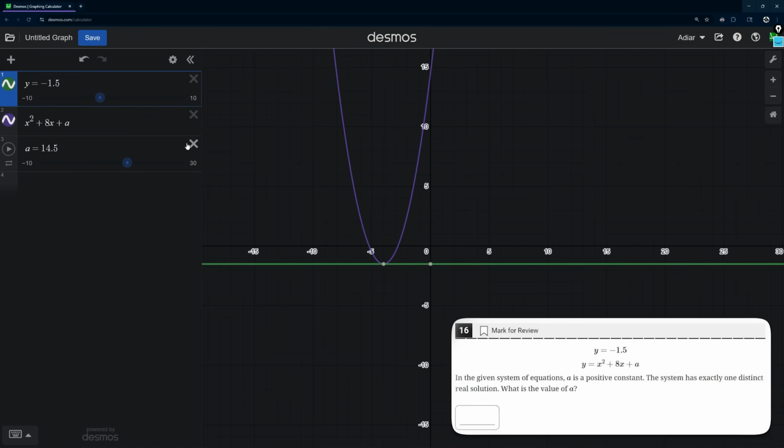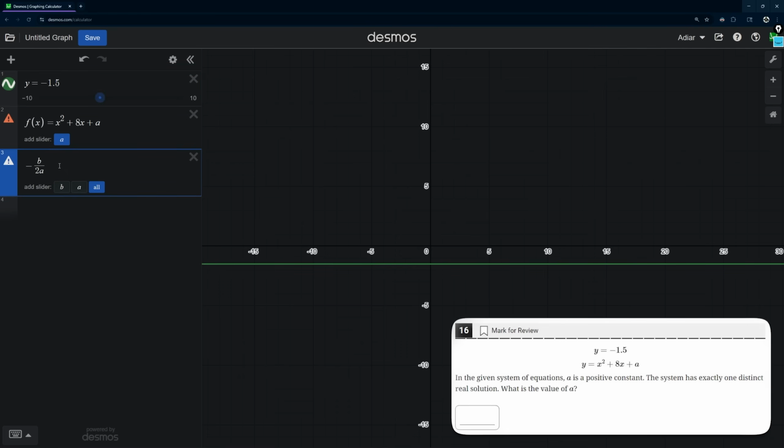And don't use a slider like I did. Really don't, because it may be an irrational number and it might be multiple choice and you might get it wrong. So what you can do is simply turn this into a function. And then we say, okay, I want to tell Desmos that the y value of the vertex is at negative 1.5. I know the x value of the vertex is negative b over 2a. That's something that everybody should know.